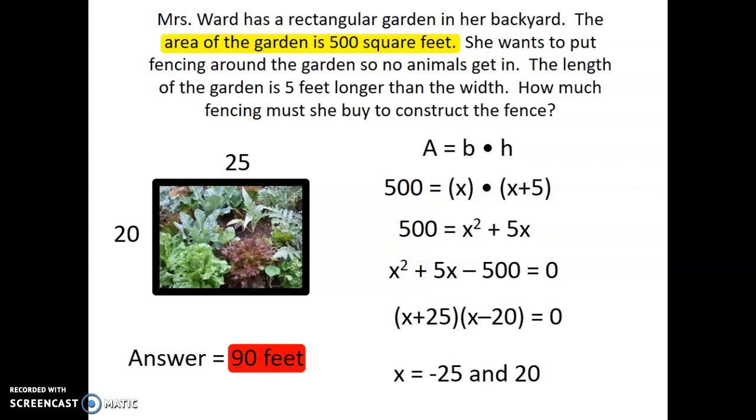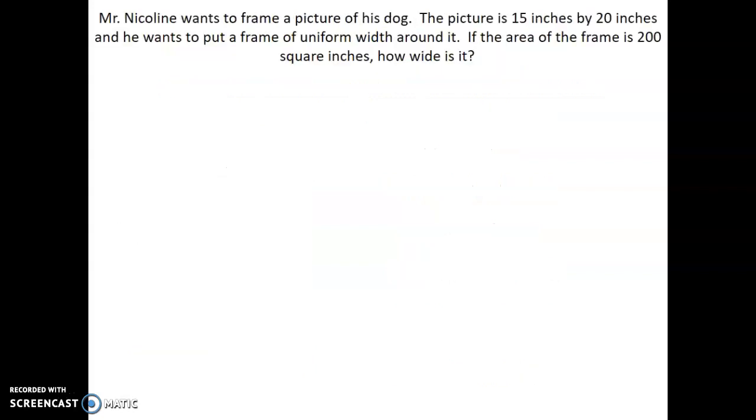Okay, let's look at one more. Mr. Nickling wants to frame a picture of his dog. The picture is 15 inches by 20 inches. He wants to put a frame of uniform width around it. The area of the frame is 200 square inches. How wide is it?